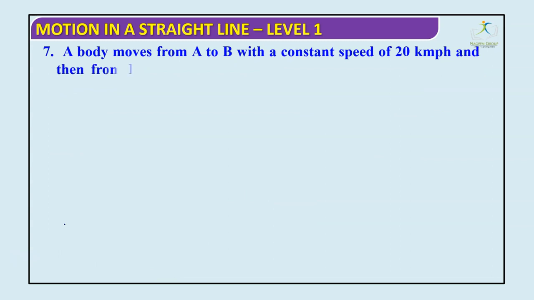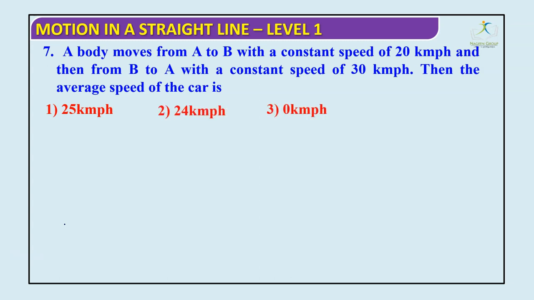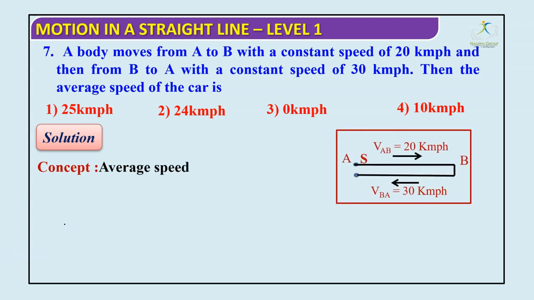Next question is, a body moves from A to B with a constant speed of 20 km per hour, and then from B to A with a constant speed of 30 km per hour. Then the average speed of the car is 25 km per hour, 24 km per hour, 0 km per hour, or 10 km per hour. Now the solution part is the concept which we will apply here, average speed.